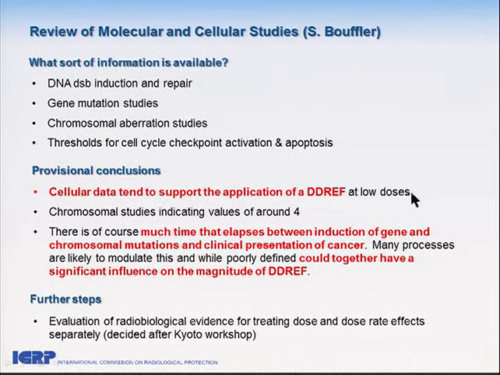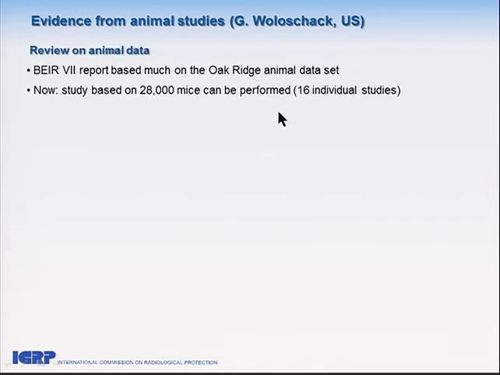After the workshop in Kyoto, we understood that the task group should broaden the review a little bit, and Simon agreed to also look at the question and evaluate the radiobiological evidence for treating dose and dose rate effects separately. This was one outcome of the Kyoto meeting. Then we have evidence from animal studies, and Gail Woloschuk from the US is in charge of this. She is from Northwestern University, and she is also in charge of the Janus database, where all the animal data in the US are collected and stored.